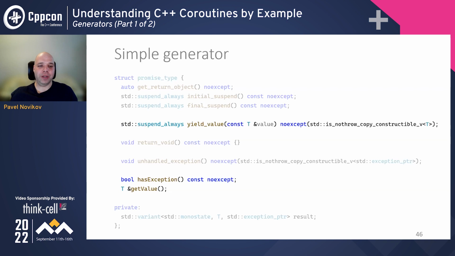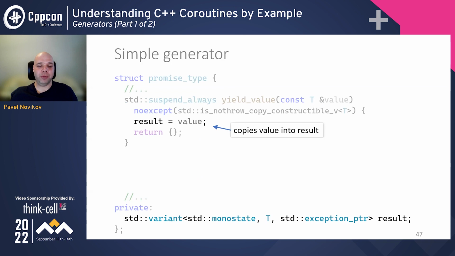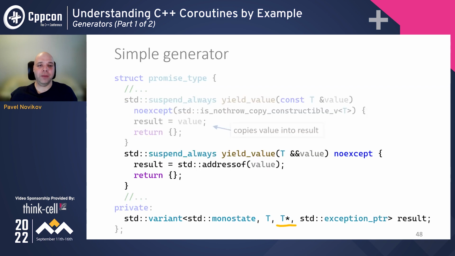I just made some refactoring in this part. Here's the important part. We want to address the unnecessary copying. In this case, we had the previous implementation that copies the value that we get by const reference, and we can add an overload of yield value that receives yielded items by R value reference.